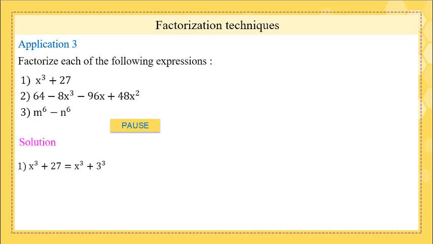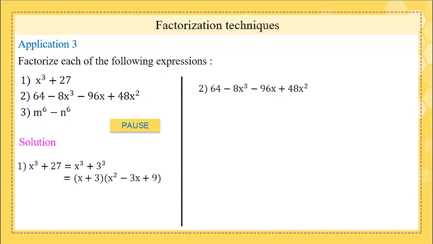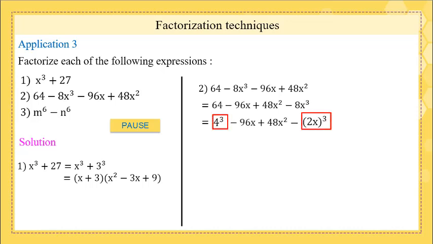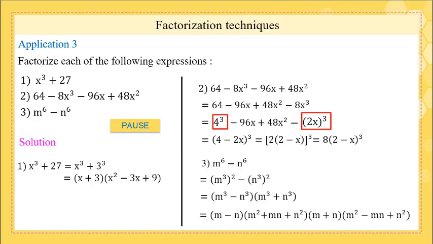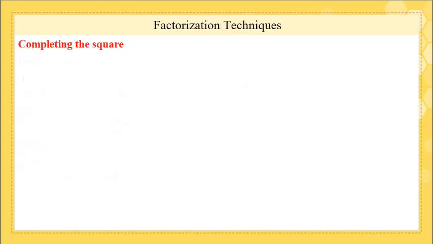Okay, this is the solution of part 1 and the solution of part 2, 4 terms, and this is the solution of part 3. We convert power 6 into power 3, then power 2, and use the convenient identities to find the factorized form. Completing the square. It is a totally new technique in factorization.